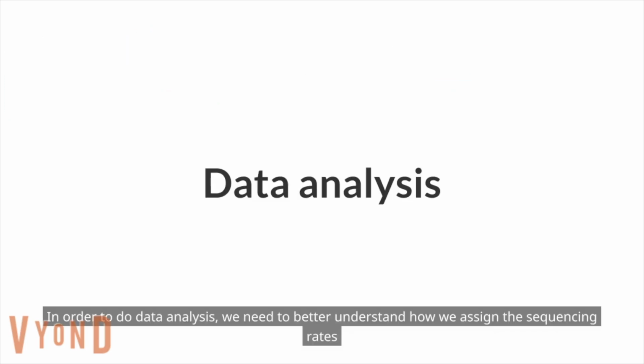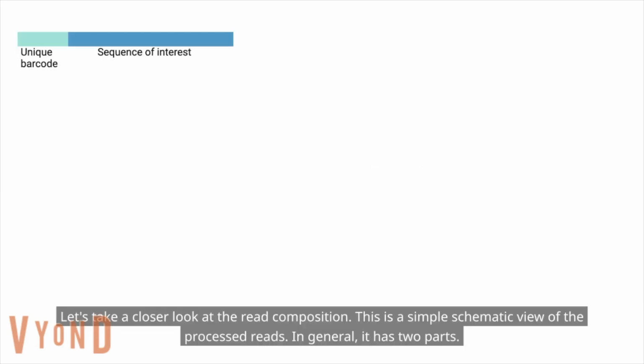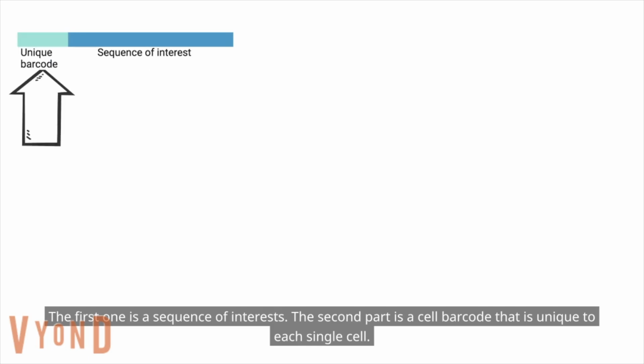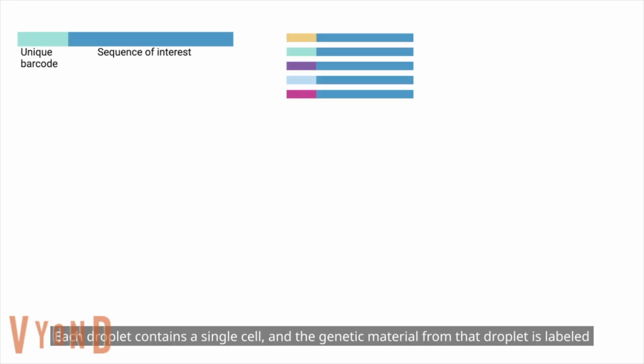In order to do data analysis, we need to better understand how we assign the sequencing reads back to each single cell. Let's take a closer look at the read composition. This is a simple schematic view of the processed reads. In general, it has two parts. The first one is the sequence of interest. The second part is the cell barcode that is unique to each single cell.